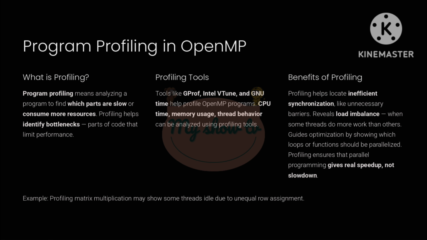Slide 2. Program profiling in OpenMP. Profiling is like checking under the hood of your car to see which part is slowing it down. In programming, profiling analyzes code performance. Profiling helps us find bottlenecks, which are parts of code that take the longest time or use too many resources. Tools like gprof, Intel VTune, or simple tools like time allow us to analyze OpenMP programs to know where performance drops. Profiling helps monitor CPU usage, memory usage, and how threads are behaving.